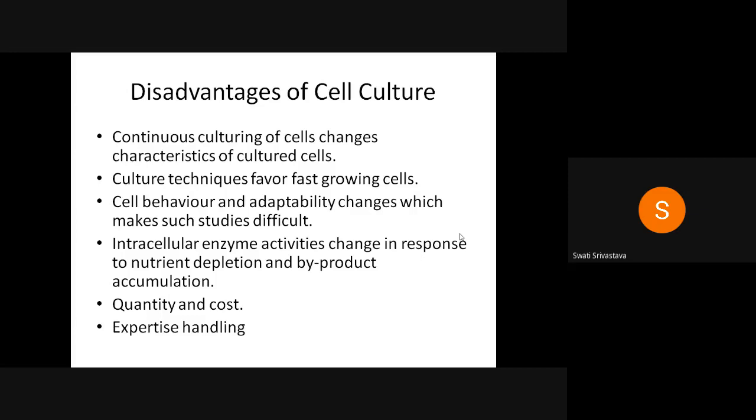That is, as an individual unit, you can carry on with the culture techniques, but if you try to put it in a tissue assembly, then the culture technique would not favor the process. Next, the cell behavior and adaptability changes make the study difficult. As I've told you, that long-term culturing process causes adaptations and evolutionary changes. The cells keep on adapting and evolving. Naturally, their behavior will also change.